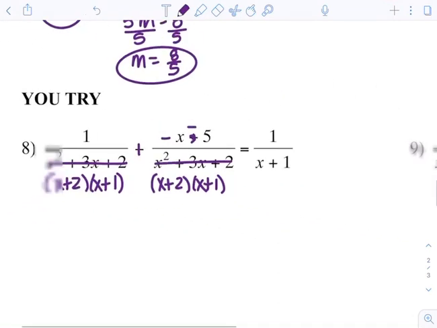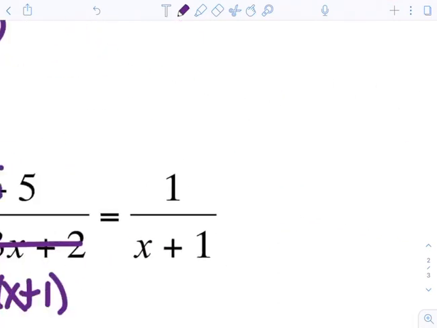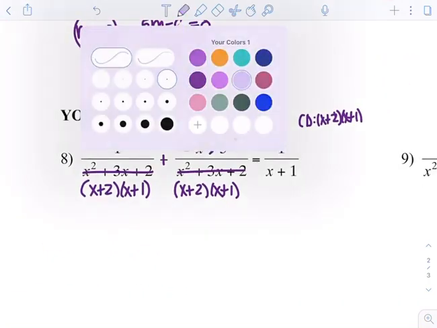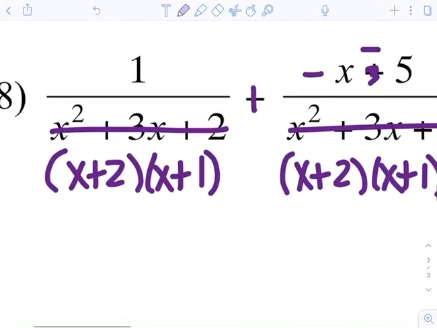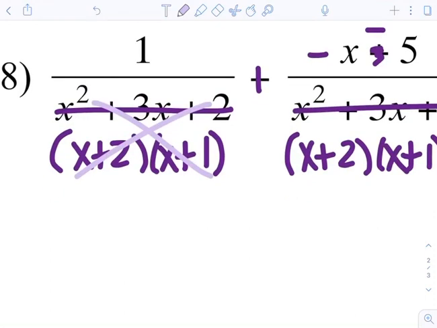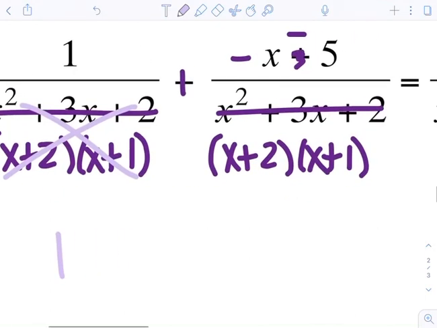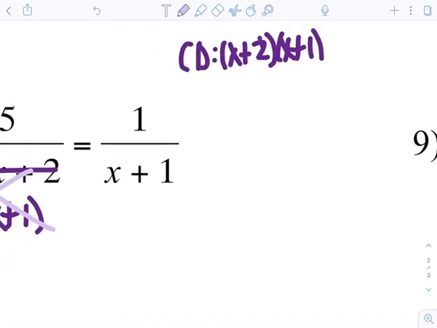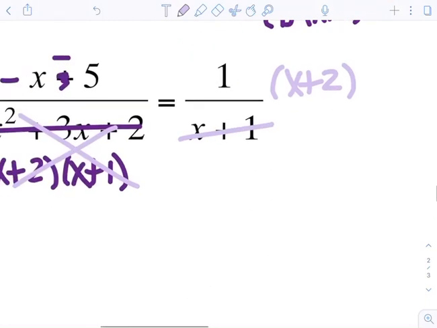Okay, so the common denominator is x plus 1, x plus 2. So the first fraction already has the common denominator, so I don't need to multiply by anything. I'm just going to cross out the denominator and write the numerator. Same thing for the second one. So minus x minus 5 equals, so this one is missing the x plus 2 from the common denominator. So multiply by x plus 2.